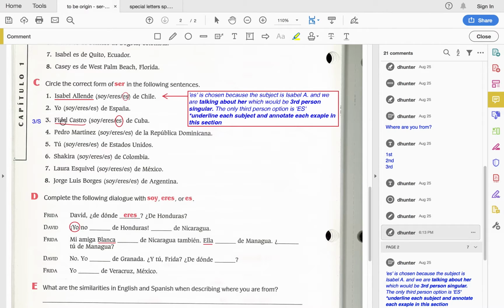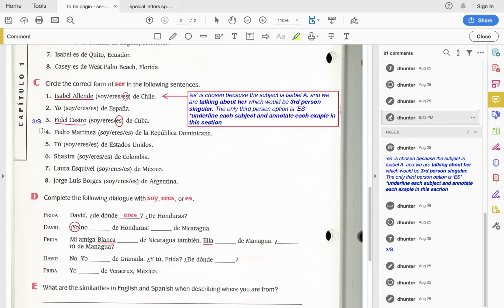Número 3. Fidel Castro, soy, eres, es de Cuba. In this case, we've done the same, but I've annotated. I would like you to go through, when you're doing part C, and annotate like I've annotated for each example. I put this 3/s to tell the person and the number. We're talking about one Fidel, so it's singular, S, and we're talking about him, which makes it third person. So we've used es here, and we wrote the 3/s because it's third person singular. Our subject here, Fidel, is third singular. Go through and do more of that same practice.